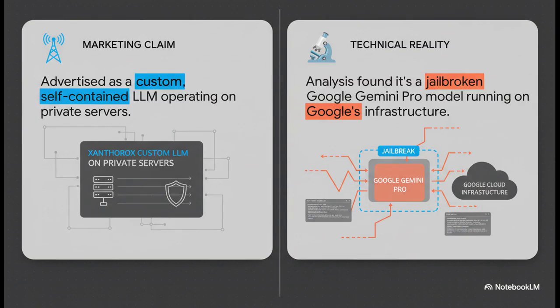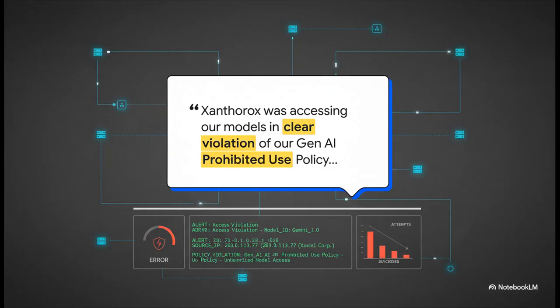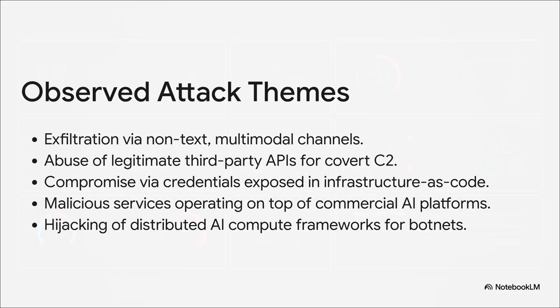The reality? Trend Micro's analysis found it was really just a jailbroken Google Gemini Pro model running on Google's own infrastructure. The ads also claimed it was trained on all the latest data, but the fine-tuning was really just about its personality, not its technical knowledge. Just a huge disconnect between the marketing and the actual tech. And of course, Google responded to the findings. They confirmed that Xanthorox was accessing their models in clear violation of their policies and said that they take this kind of misuse seriously.